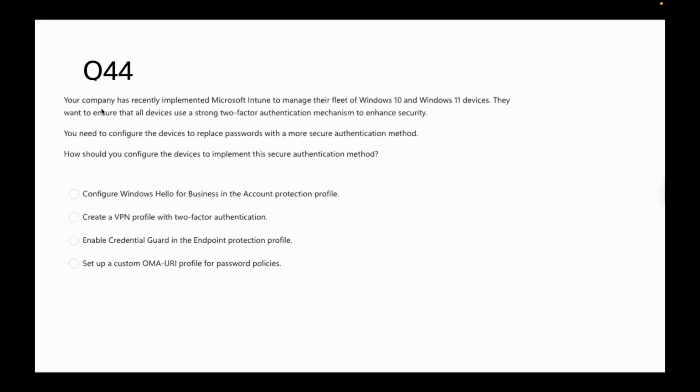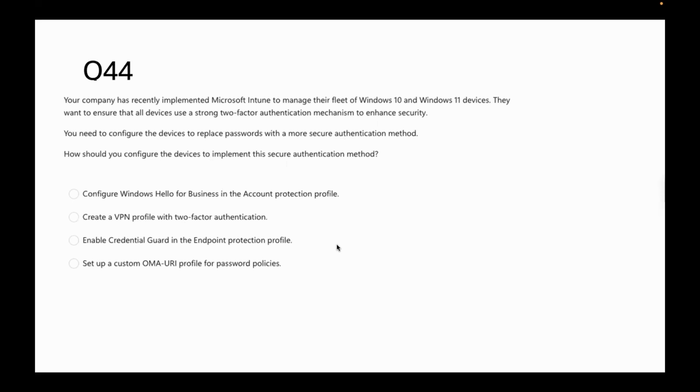Now, the next question is, your company has recently implemented Microsoft Intune to manage their fleet of Windows 10 and Windows 11 devices. They want to ensure that all devices use a strong two-factor authentication mechanism to enhance security. You need to ensure the devices replace passwords with a more secure authentication method. How should you configure the device to implement this secure authentication method? So configure Windows Hello for Business, the account protection policy, or create a VPN profile.